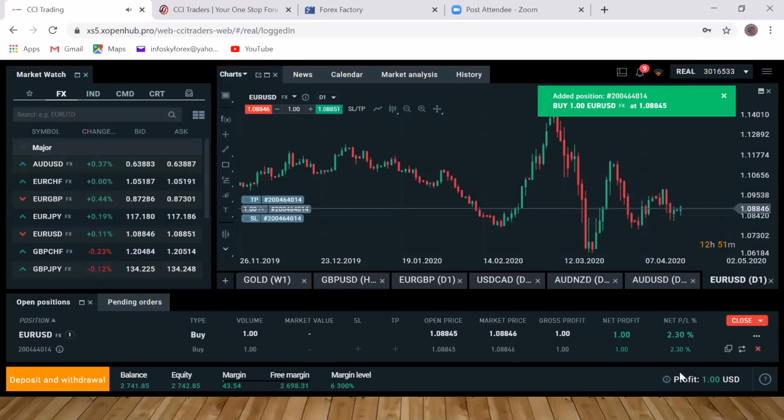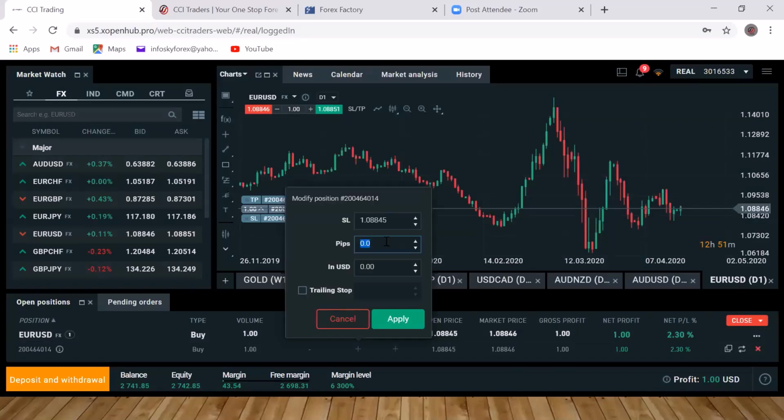Order is executed. I just placed a buy now on Euro USD. Let me set my stop loss. I'll set stop loss about 100 pips. Let me stop loss 1.073, 1.07.